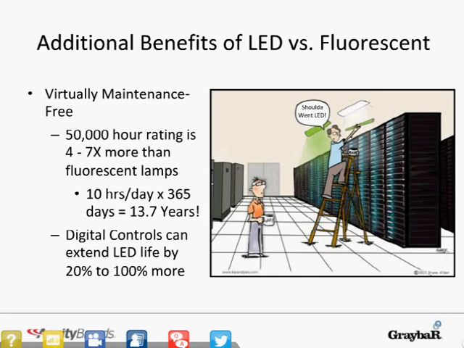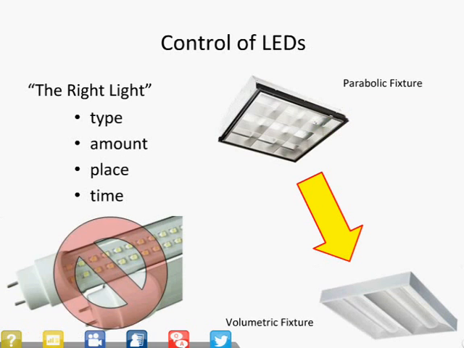But all LEDs are not created equal, and when you add controls to the fixture, you can really start to deliver what we call the right light. That is, delivering the right type of light, meaning, is the light fixture delivering light that's right for your application? Is it a spotlight? Is it a downlight? Is it a volumetric light designed to fill the space? The right type of light is important, and it becomes really easy to do with digital controls.